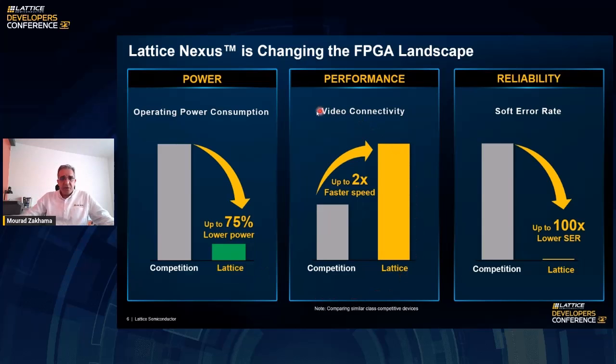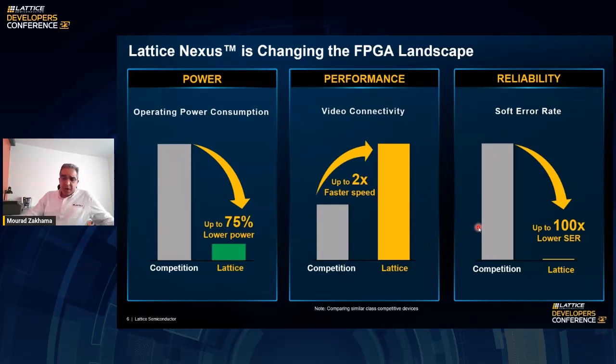There is also video connectivity performance that has been improved up to 2x. We do that by integrating some unique features in the I/O and the architecture to make the support of video connectivity, like MIPI interfaces, CSI and DSI, much easier to integrate within the FPGA, and hence have higher performance than similar devices in the same segment.